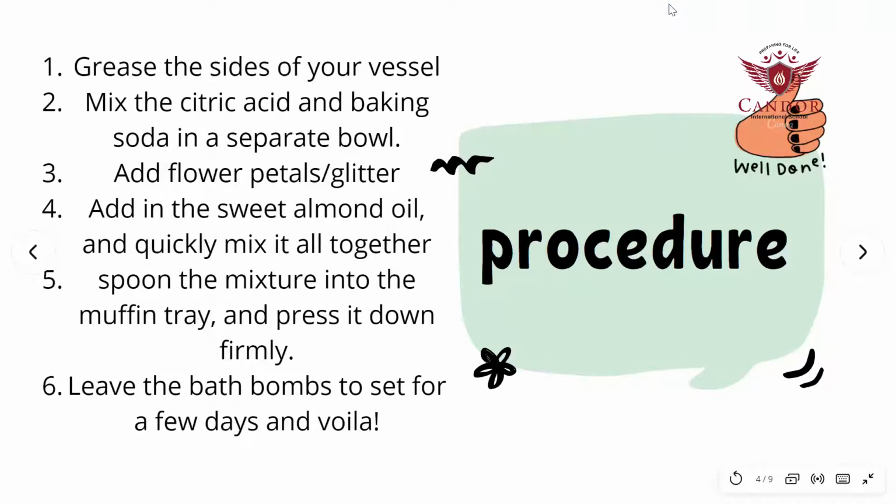So the procedure is grease the sides of your vessel with the almond oil, mix the citric acid and baking soda in a separate bowl, add flower petals, glitter, etc. Add in the sweet almond oil and quickly mix it all together.